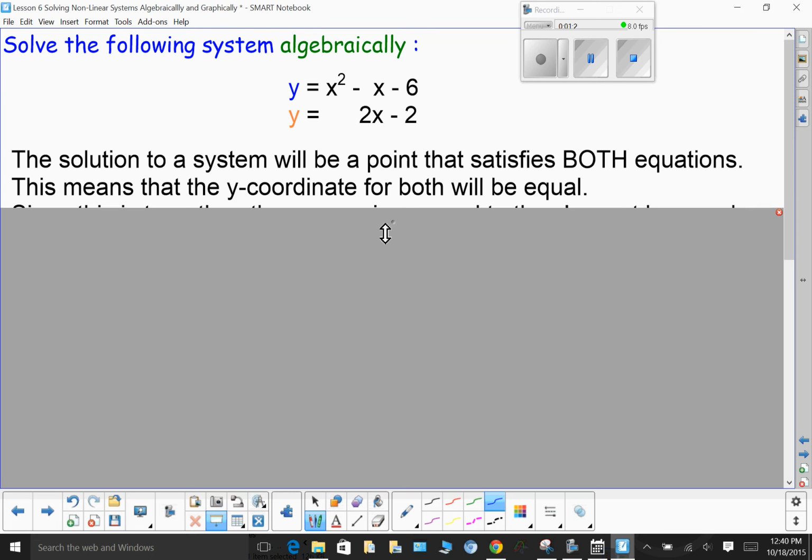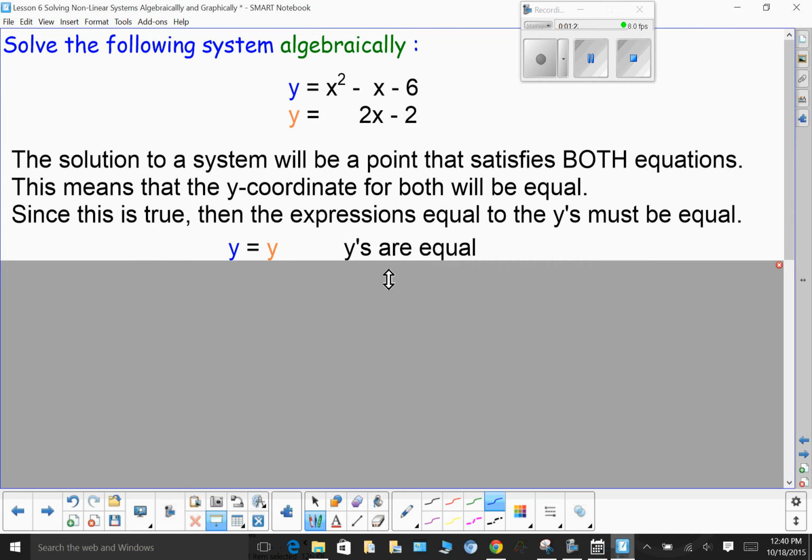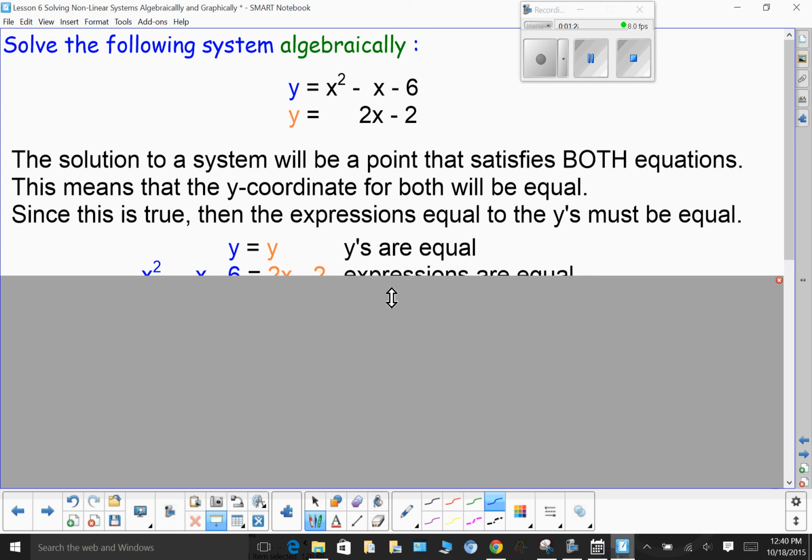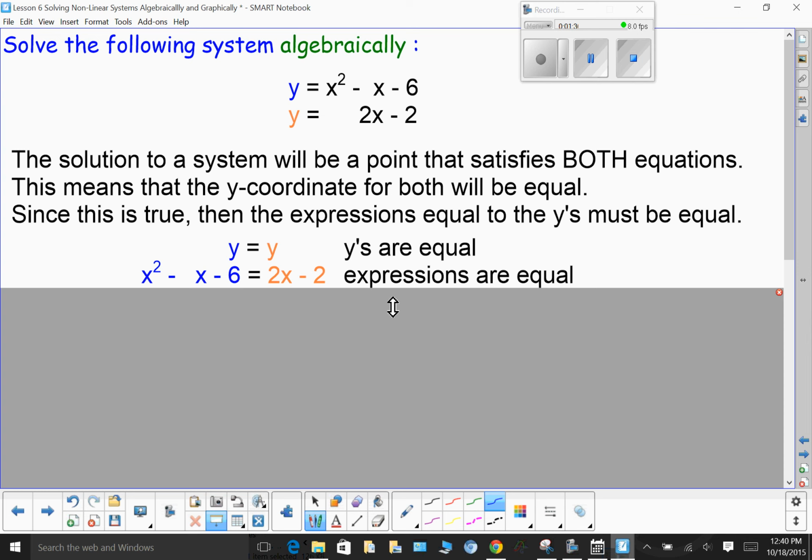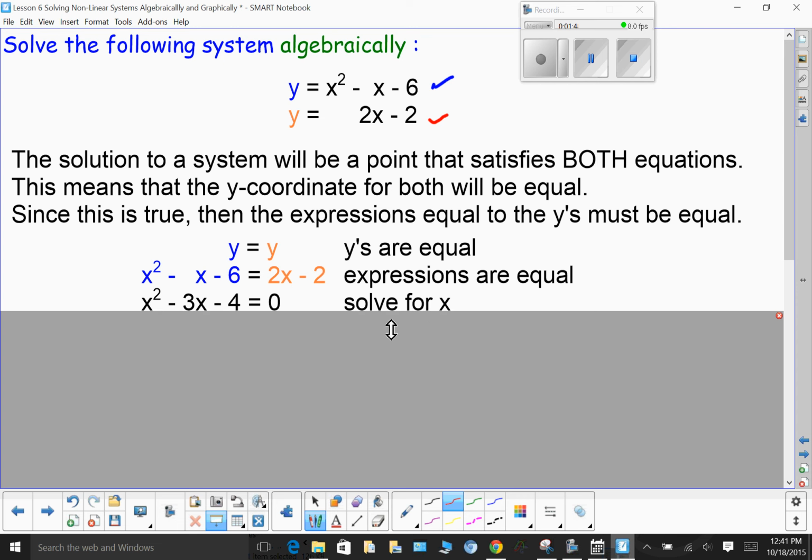So let's take a look. If we want these to be the same, then the blue y will equal the red y, which will mean the blue expression will equal the red expression. I simply pulled down the blue expression, and then I pull down the red expression and set them equal to each other. Now I'm going to subtract 2x from both sides and add 2 to both sides so I can set my equation equal to 0. Subtracting 2x from both sides gives me minus 3x. Adding 2 to both sides gives me minus 4.